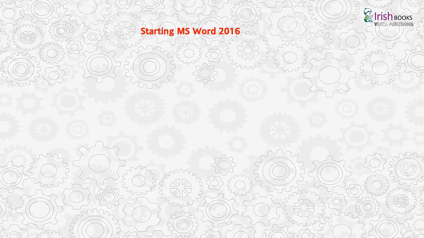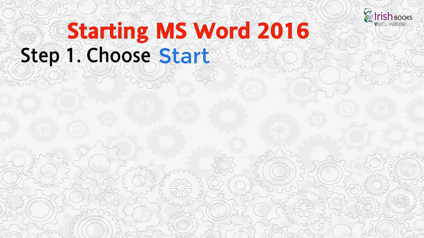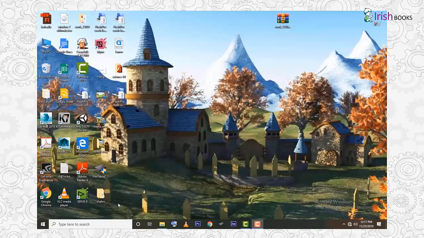Starting MS Word 2016. Step 1. Choose Start. Step 2. Select All Apps, where a list of applications is visible. Step 3. Select Word 2016. A startup screen as shown will be displayed on your desktop.